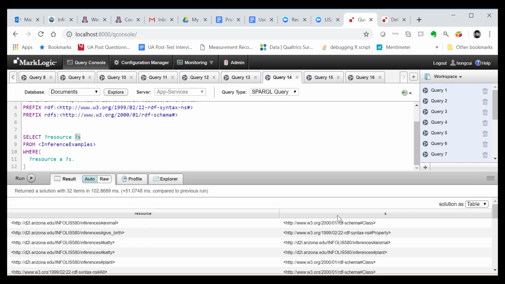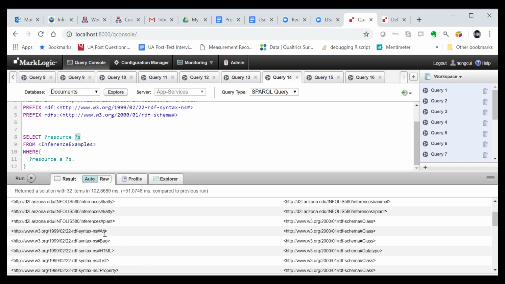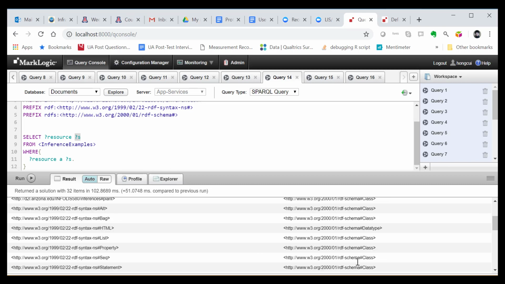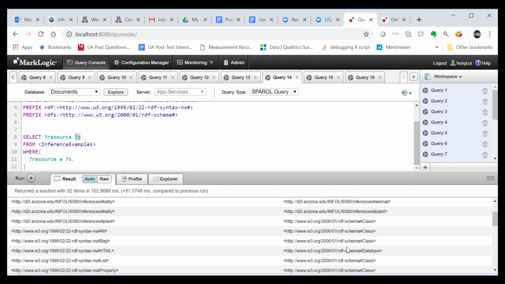So animal is a class. That's a correct inference. Gave birth is a property because it has a range. Katie is an animal. That was based on the range inference. And it will also say Katie is a plant. This was based on the assertion that we told it. Then plant is a class, and the rest of it are the default RDF namespace terms. They're classes and data types. Those are going to be consistent throughout because that was given in RDFS.